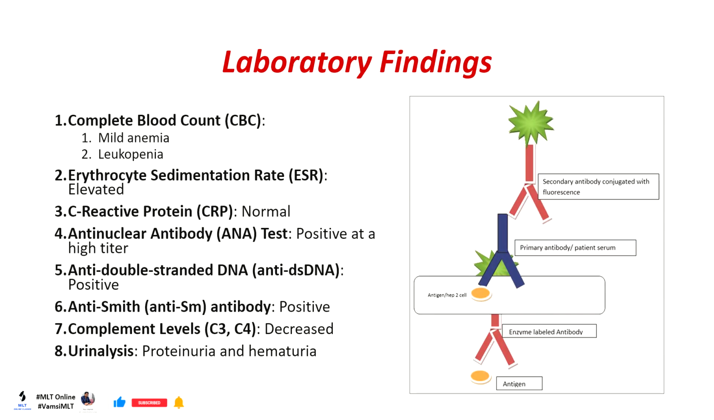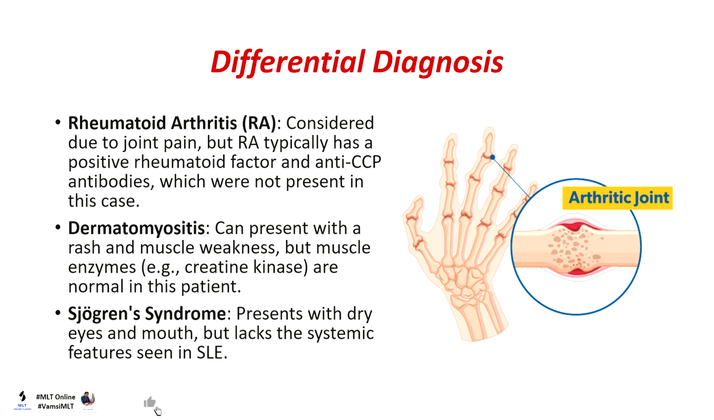Laboratory findings. Complete blood count, CBC: mild anemia, leukopenia. Erythrocyte sedimentation rate, ESR: elevated. C-reactive protein, CRP: normal. Antinuclear antibody, ANA, test: positive at a high titer. Anti-double-stranded DNA, anti-dsDNA: positive. Anti-Smith, anti-Sm, antibody: positive. Complement levels, C3, C4: decreased.